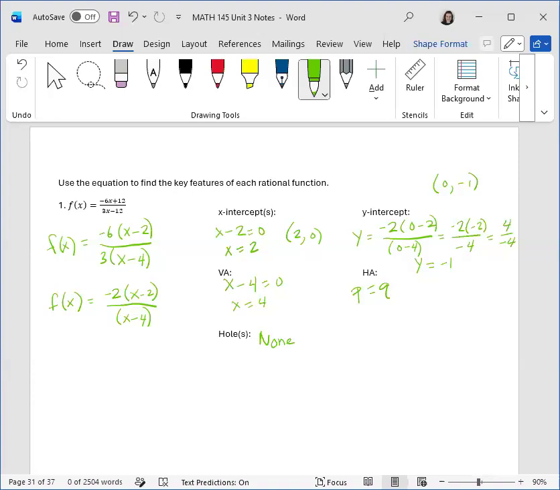So the lead coefficient of the numerator is negative 6. There's a huge delay in my computer right now. Sorry about that. There we go.